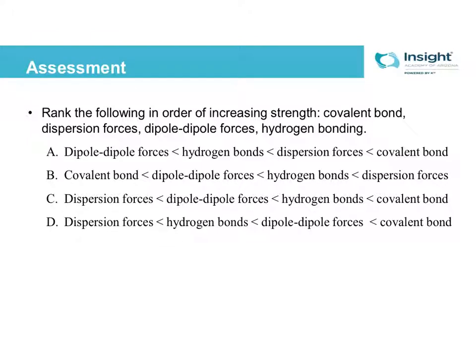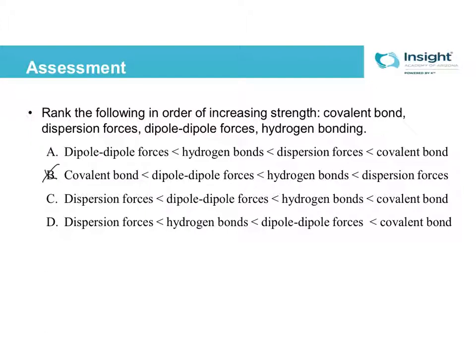For example, you might get a question like this. Rank the following in order of increasing strength: covalent bond, dispersion forces, dipole-dipole forces, or hydrogen bonding. If you took good notes on the last slide, you should know that a covalent bond is going to be stronger than all of these intermolecular forces. So if I'm going in order of increasing strength, that means covalent bond should be last. So I can automatically knock out B. Covalent bond is going to be at the end.